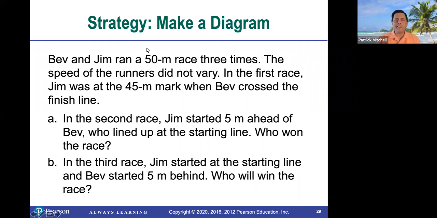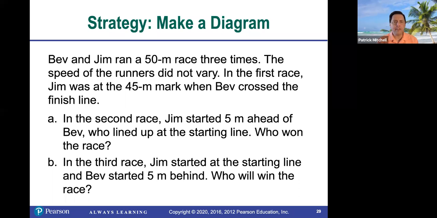All right, here's an example of the strategy making a diagram. Bev and Jim ran a 50-meter race 3 times. The speed of the runners did not vary. In the first race, Jim was at the 45-meter mark when Bev crossed the finish line.